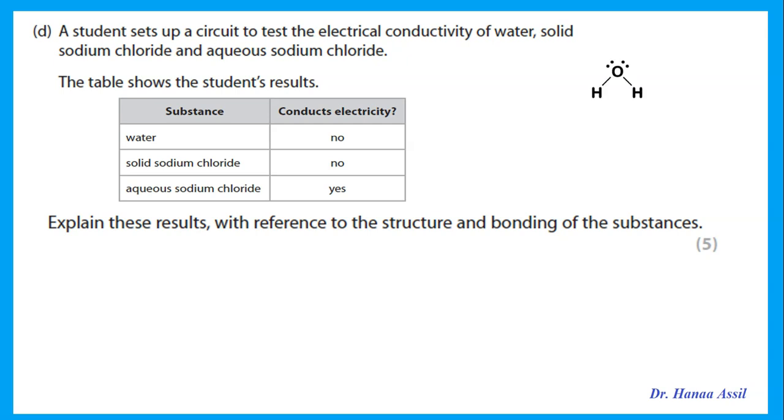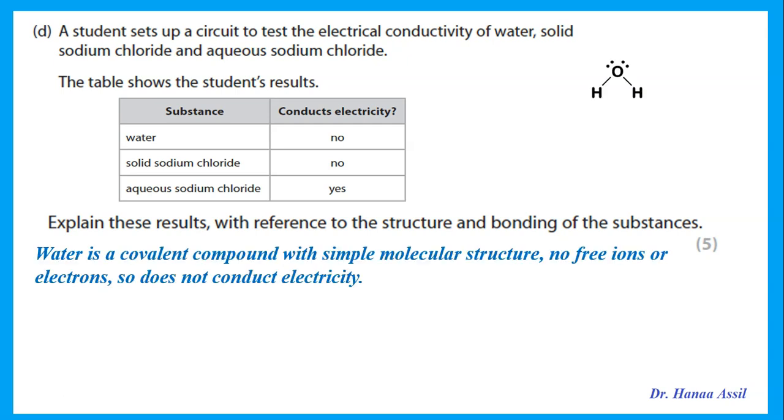So, let's take a look at water. You should realize that water is a covalent compound with simple molecular structure. So now we have mentioned the structure, and that means when it is a covalent compound, it does not have any free ions or electrons. No free ions, no free electrons, so it does not conduct electricity.